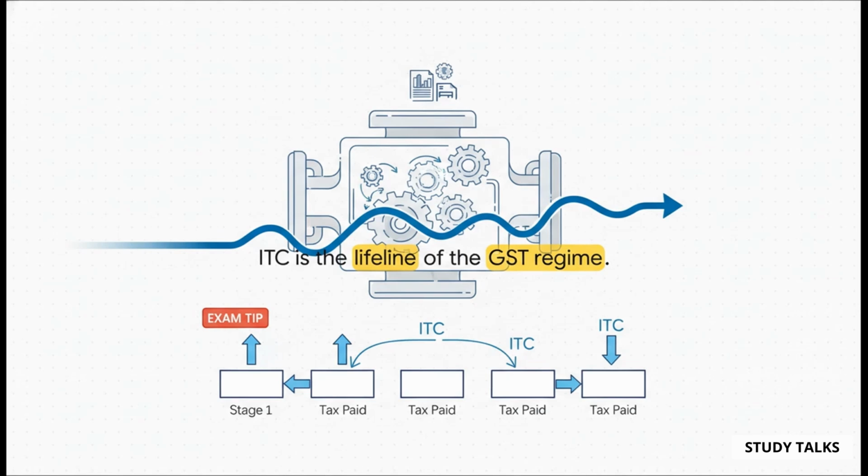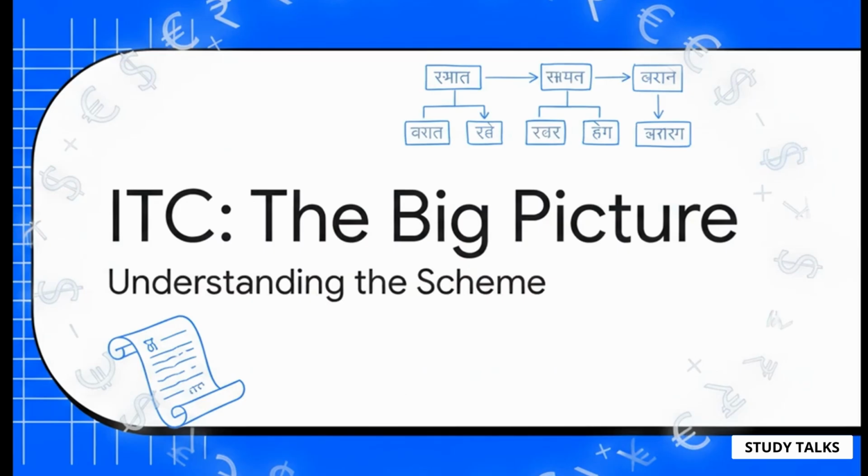Think of input tax credit as the engine that makes the entire GST system run. It's the mechanism that kills that cascading effect and makes sure that tax is only paid on the actual value added at each step of the chain. This is what makes GST a true value-added tax. Okay, so we know why it's so important. Now let's zoom out and look at the big picture. How does the law actually structure this whole ITC scheme?